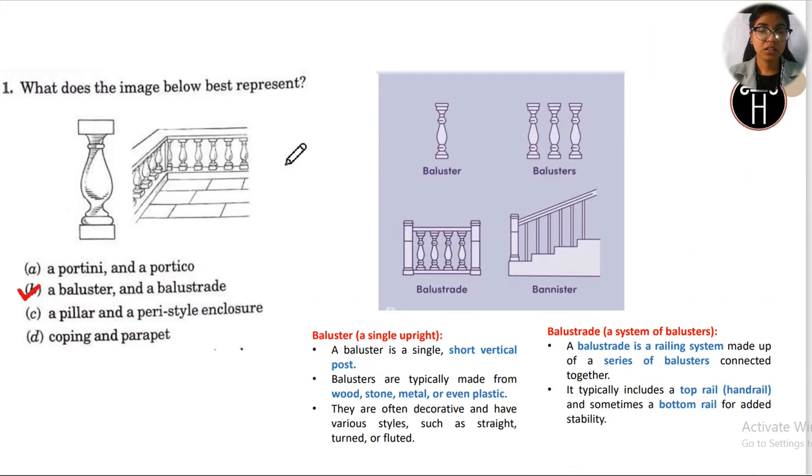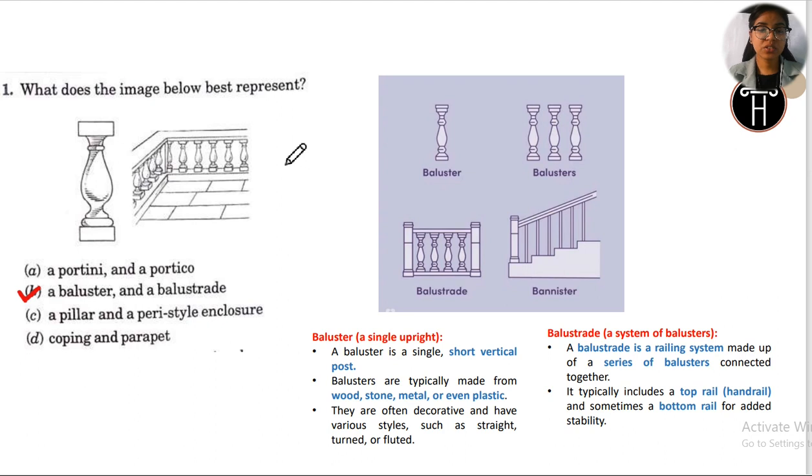Okay. Now moving to the next question. What does the image below best represent? Here two images are given to you. So what does it represent? It represents a baluster and a balustrade. So what is the difference between the two? Here you can see a baluster is a single one, while when you have a combination of more than one baluster, then it will become balusters.